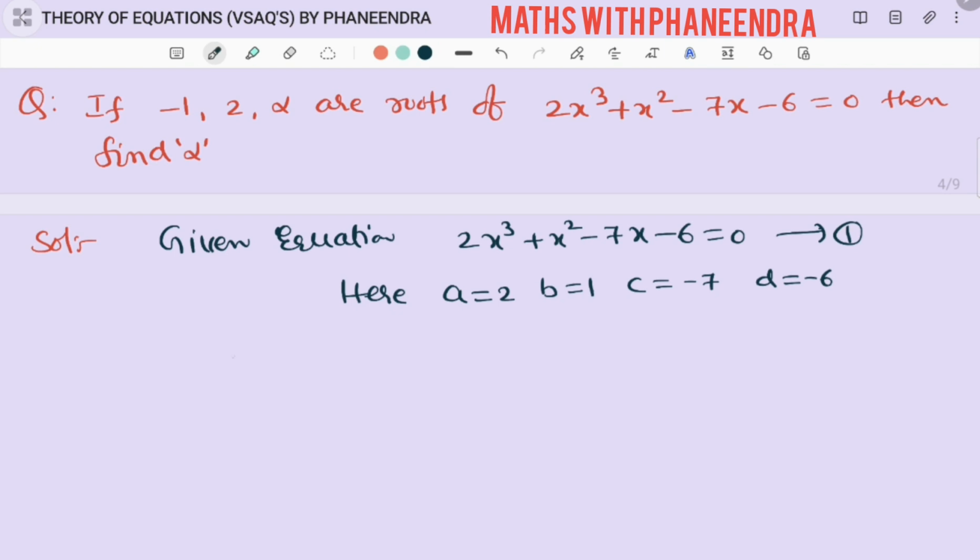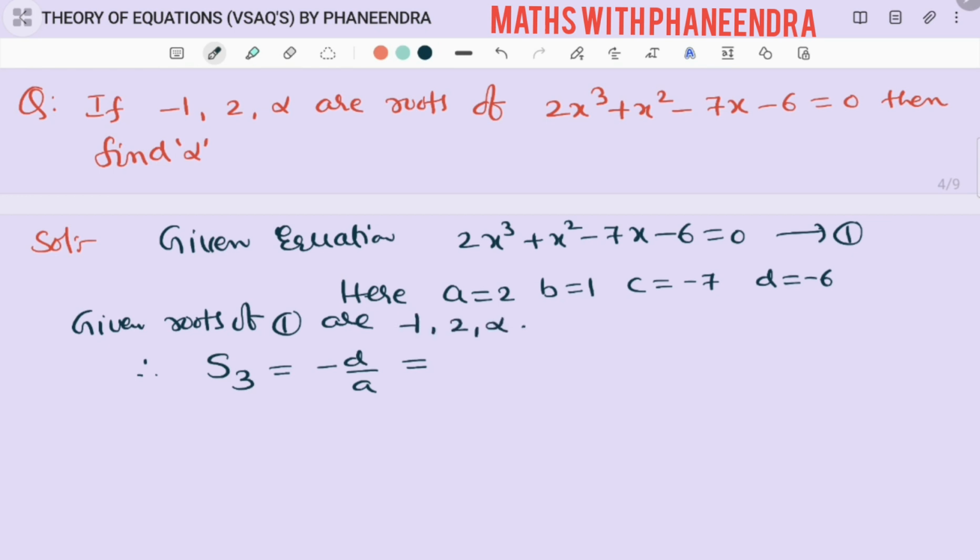So I am taking the product of the roots. Therefore, S3 is equal to minus D by A, the product of the roots. Before that, I forgot to write here: given roots of equation 1 are minus 1, 2, alpha. These are the roots, so the product of the roots is minus 1 into 2 into alpha. So minus of minus 6 by 2, the a value. So here minus 2 alpha.